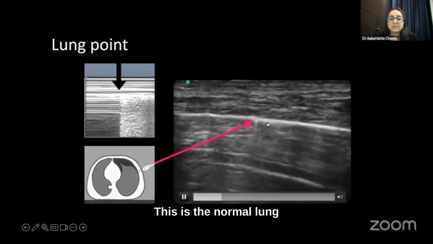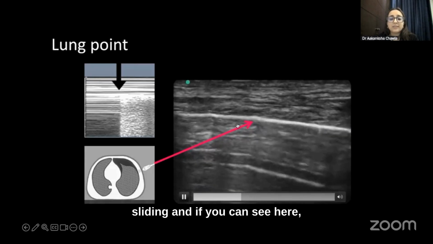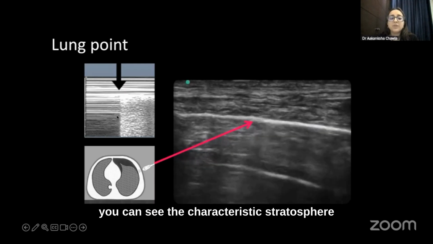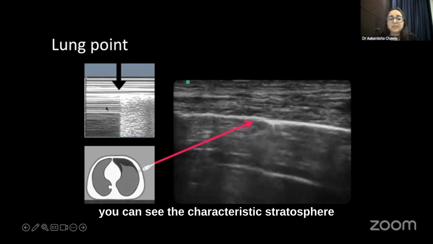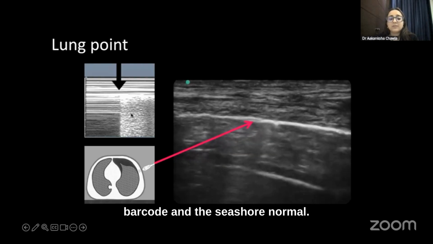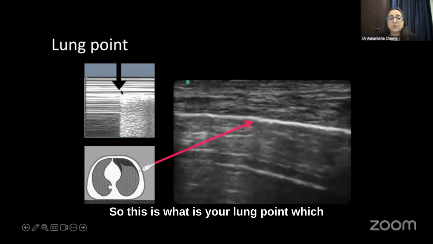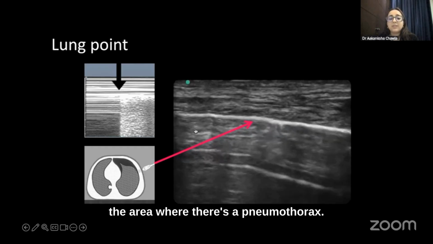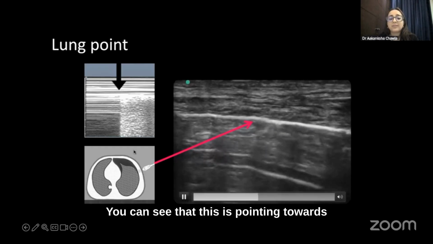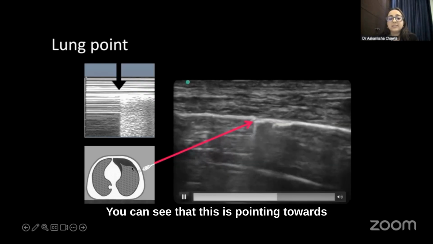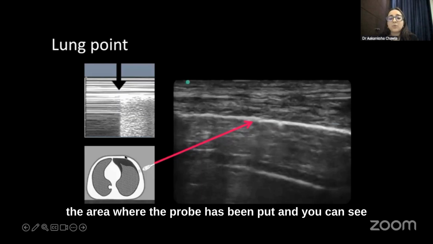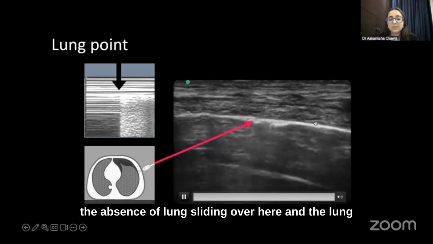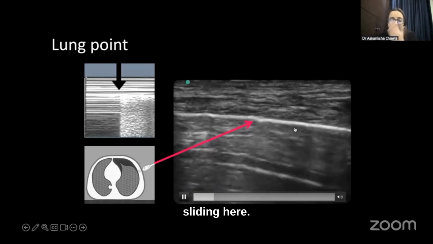This is the normal lung sliding, and if you can see here, there is no lung sliding. And when you put it in the M mode, you can see the characteristic stratosphere barcode and the seashore normal. So this is your lung point, which differentiates the normal lung from the area where there's a pneumothorax. You can see that this is pointing towards the area where the probe has been put, and you can see the absence of lung sliding over here and the lung sliding here.